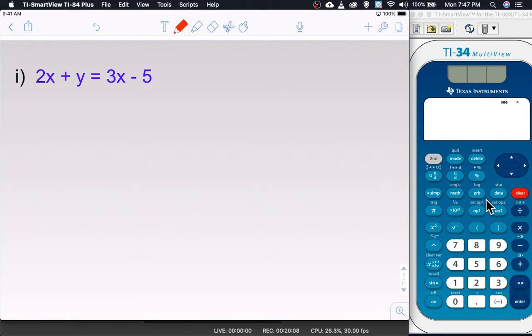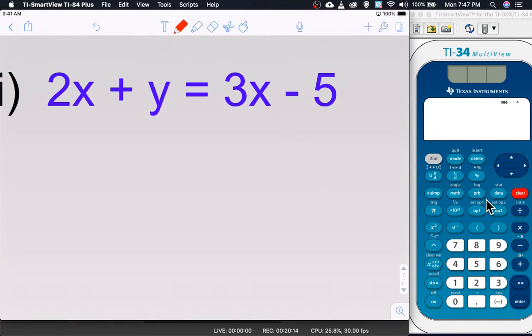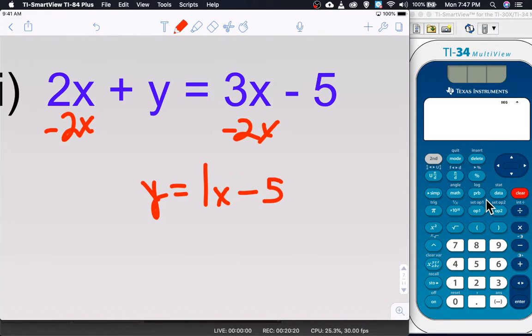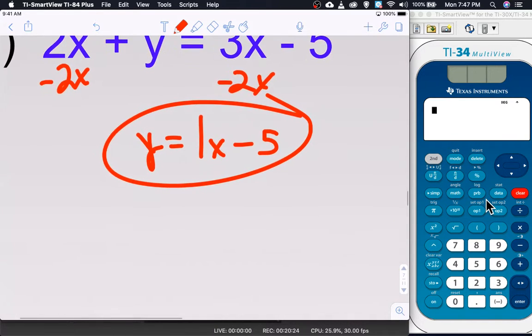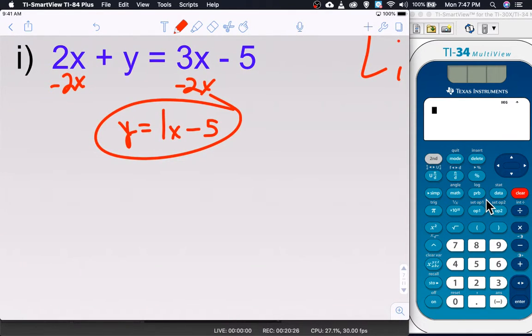All right, letter I, you should have found this to be linear, because you can make this y equals. If you subtract 2x on both sides, you get y equals 1x minus 5. That is slope-intercept form. There are no weird exponents in there. So my slope is 1. My y-intercept is -5.